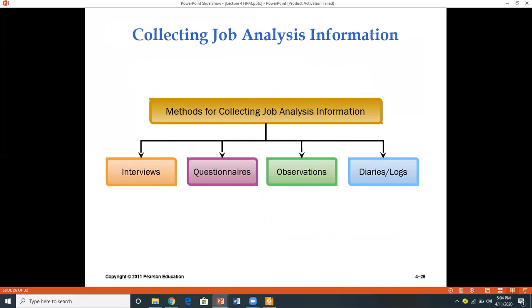Collecting job analysis information. Methods for collecting job analysis information: the interview, questionnaire, observation, diaries, logs. These are the methods for collecting job analysis information.